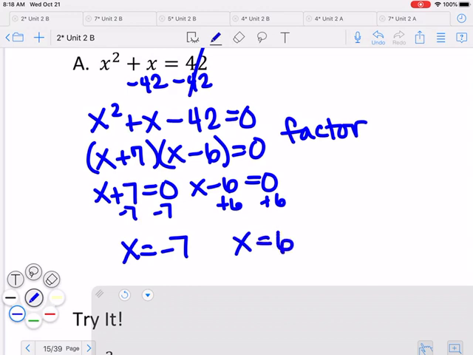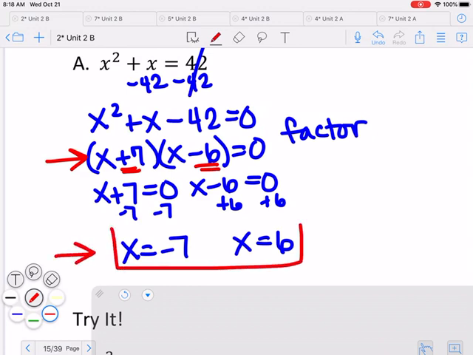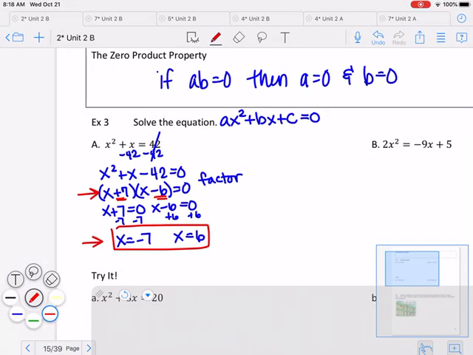So that's the reason why in factored form it was plus 7 and a minus 6, but then the solution, the roots, the zeros are the opposite sign, because you're solving that equation for 0.